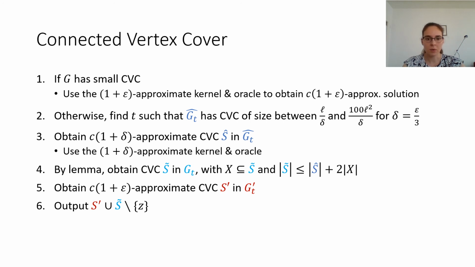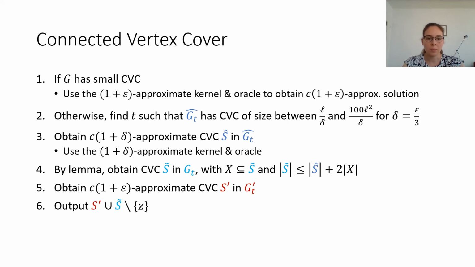Okay, well then what we will do is obtain a C times 1 plus delta approximate connected vertex cover S hat in GT hat. So GT hat is sort of part A of our graph previously. And we can do that by the 1 plus delta approximate kernel together with the oracle. Okay. And then by the lemma, we transform this connected vertex cover for GT hat to a connected vertex cover for GT that contains all of X. And note now that the size of X is small compared to the size of S tilde. Okay, it's at most a delta fraction by the way that we chose this.